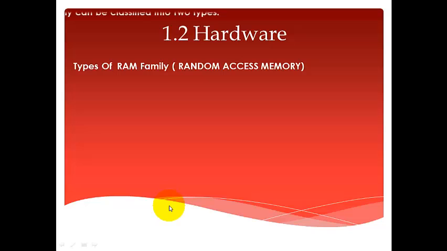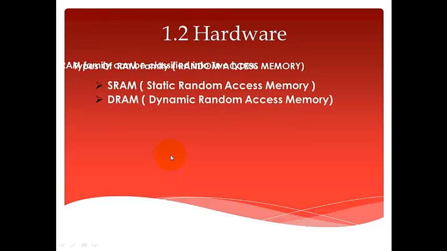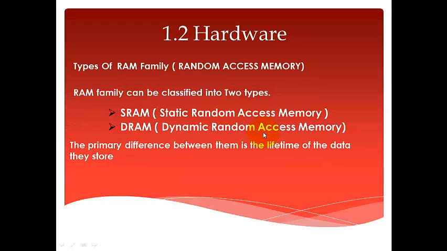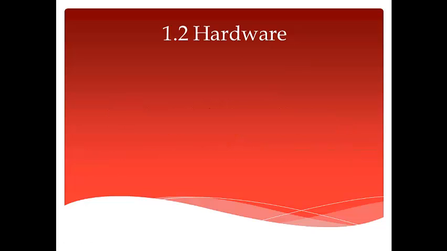And types of RAM family. As we talked about, there are two types of RAM. One is static RAM, that is static random access memory, and the second one is dynamic RAM, that is dynamic random access memory. So what is the difference between static RAM and dynamic RAM? The primary difference between them is the lifetime of the data they store. So based on the storage or lifetime of the storage, we have the classification static RAM and dynamic RAM.